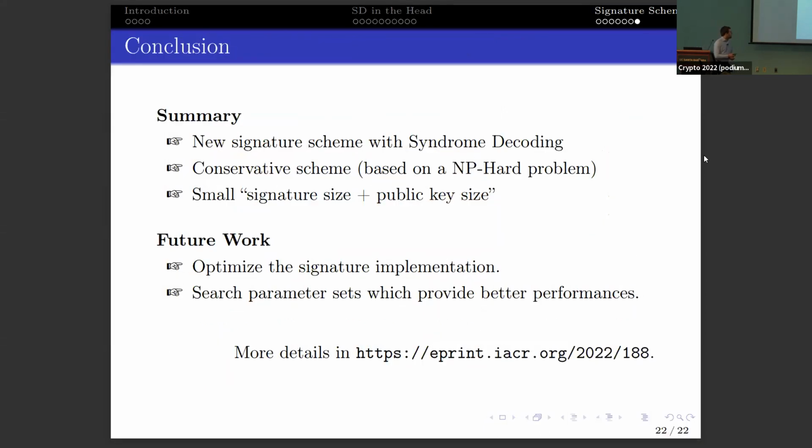To conclude, in this work, we proposed a new code-based signature built from zero-knowledge proof. This signature is a conservative scheme since it relies on the security of the syndrome decoding problem without structure. And it remains competitive regarding the sum of the size of the signature and the public key. As future work, we plan to optimize the implementation, and we search parameter sets which would provide better performances.